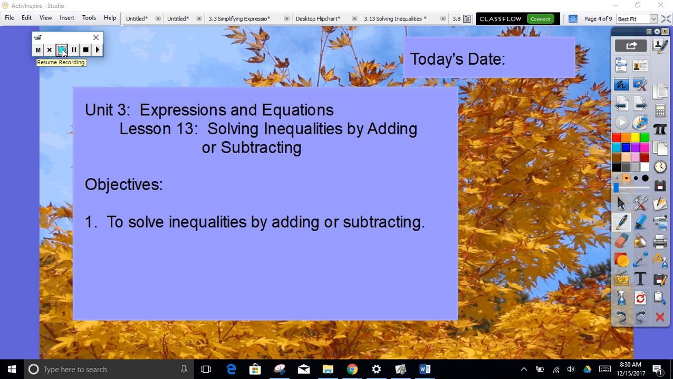Okay, so today's lesson is solving inequalities by adding or subtracting. This is just like solving one-step equations, except instead of an equal sign, we're going to have an inequality sign.